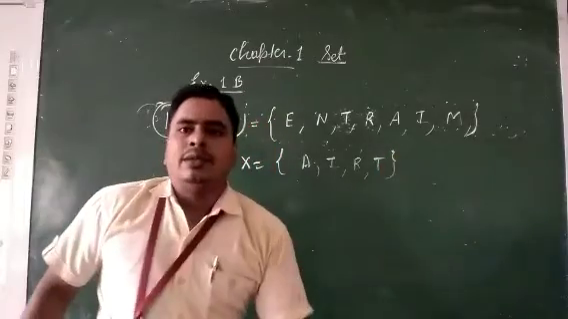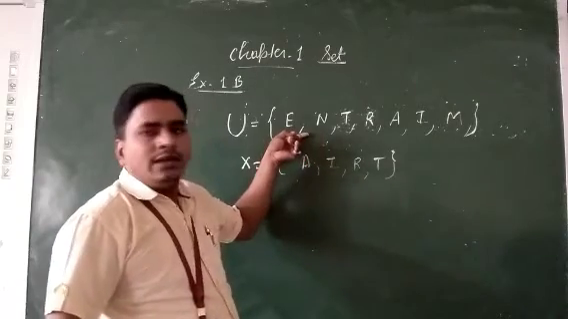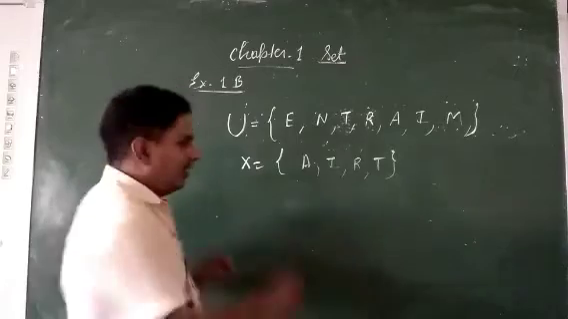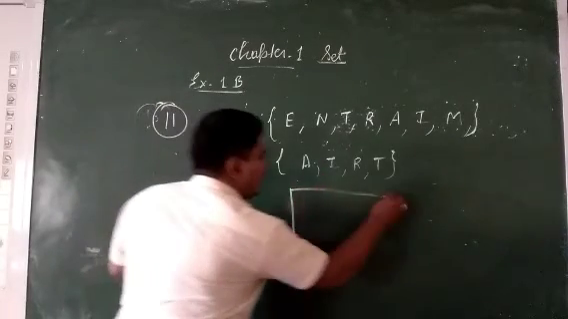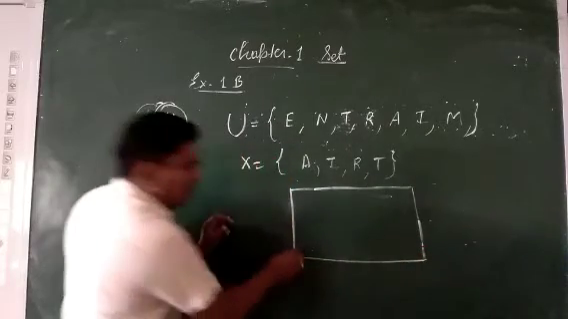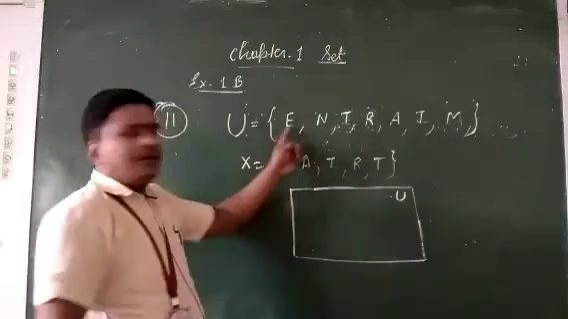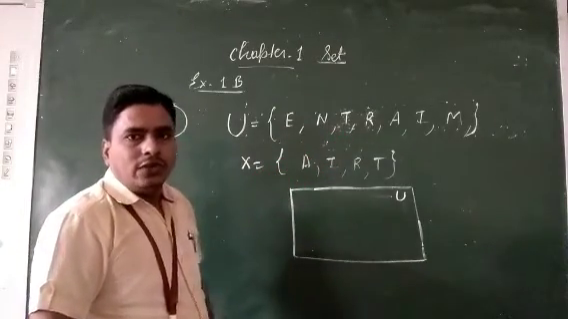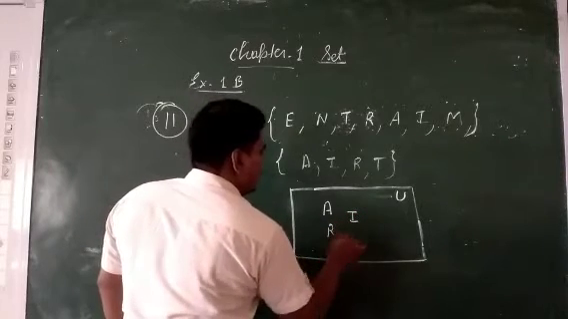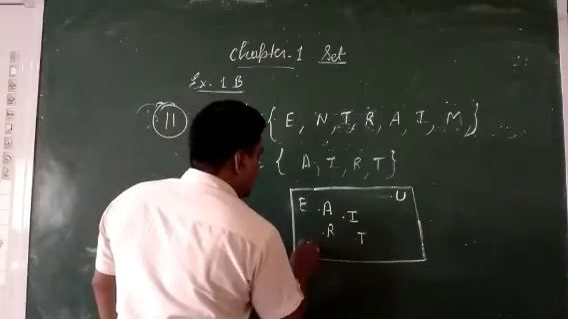Draw this both set by a Venn diagram. So first we will draw the universal set with rectangle. So here first we will draw a rectangle to represent the universal set U. Write the element of universal set.